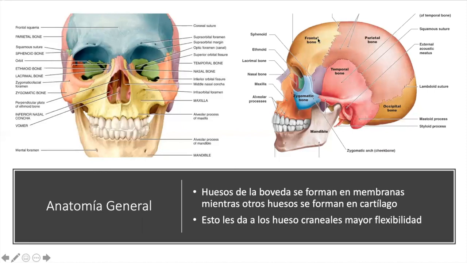A feature of these vault bones is that they are formed in membrane, whereas other bones form from cartilage. We theorize that this allows them to be a little bit more flexible.